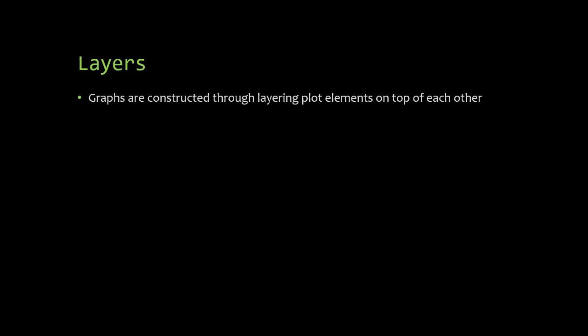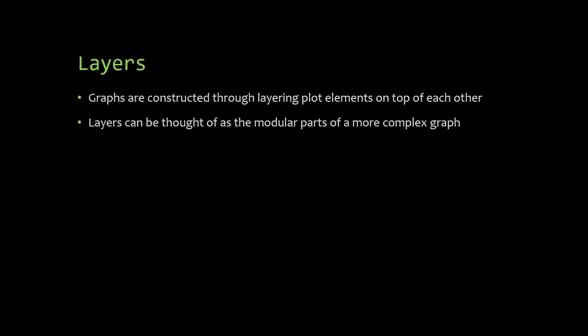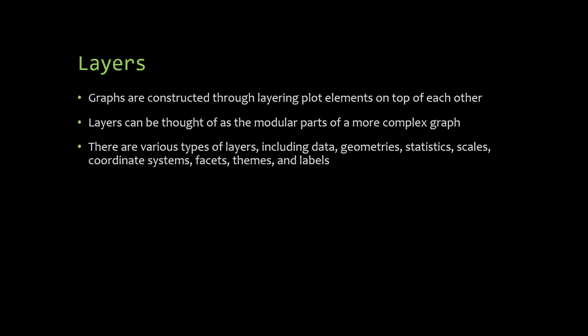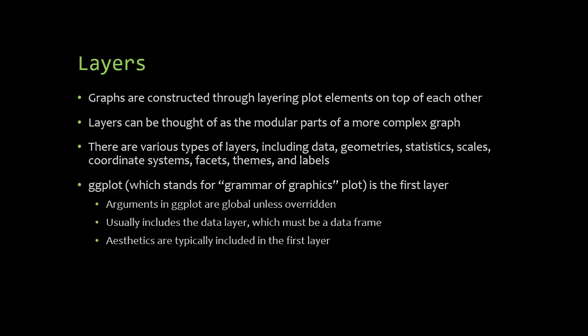Graphs are constructed through layering plot elements on top of each other. Layers can be thought of as the modular parts of a more complex graph. There are various types of layers, including data, geometries, statistics, scales, coordinate systems, facets, themes, and labels. You should recognize these as elements in the grammar of graphics. ggplot, which stands for Grammar of Graphics Plot, is the first layer.